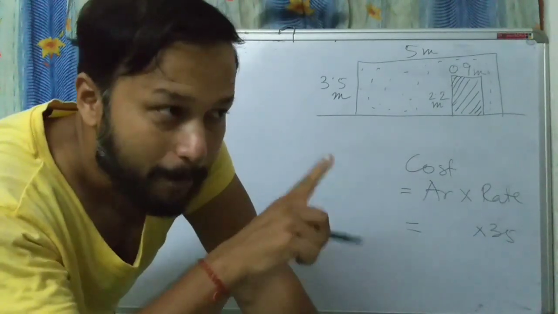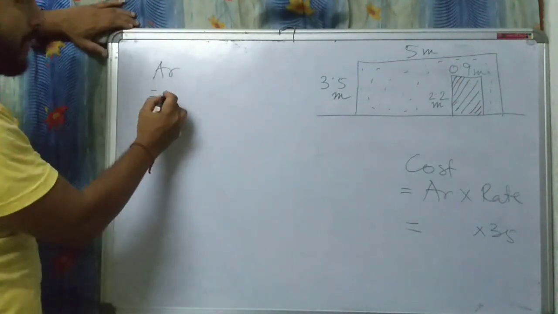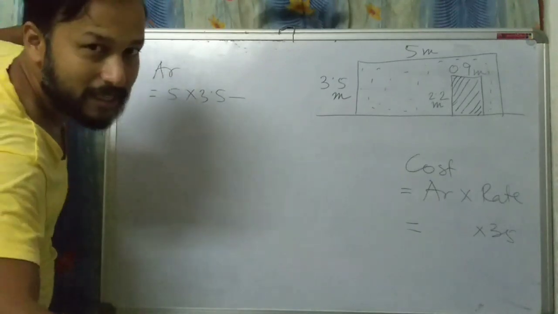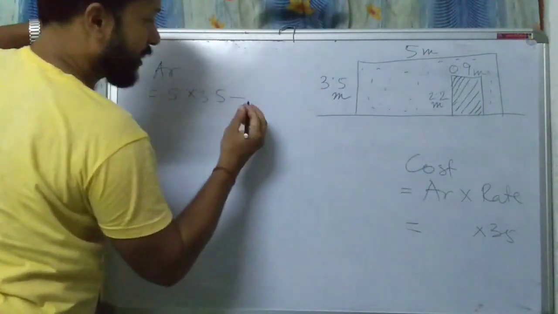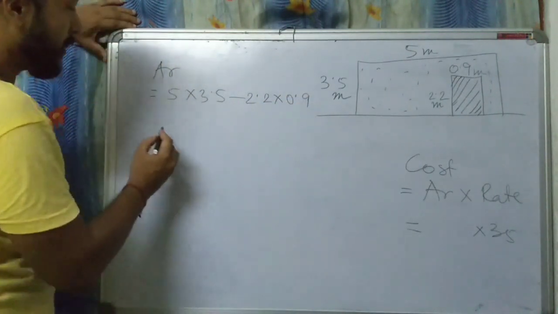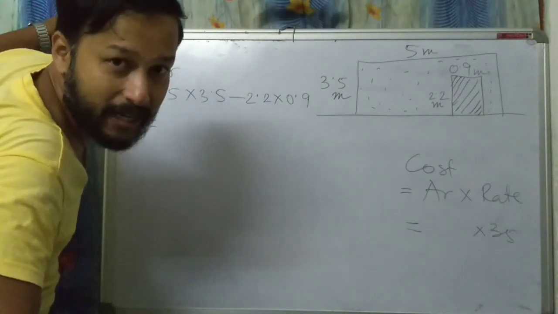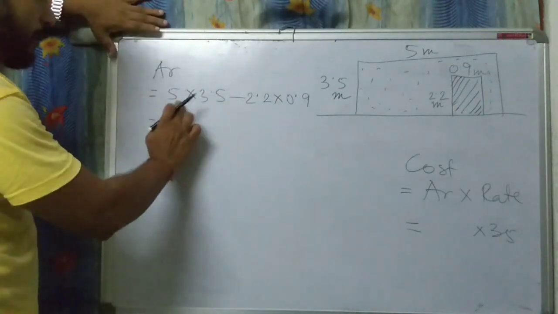So wall minus door. What is the wall? Wall is length into breadth minus the door. Door means again length into breadth, 2.2 into 0.9. Understood? This is the area we are painting, meaning we are not painting the door. Fine. So let us multiply it.